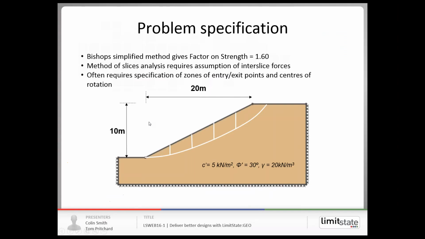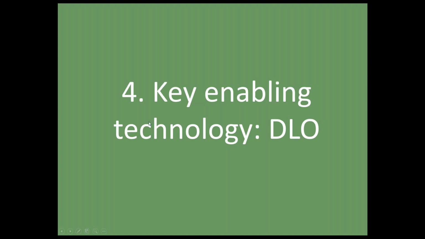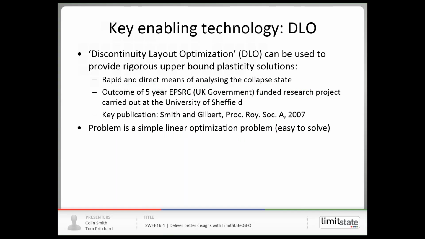So we're going to just jump back to the slides. Just very quickly explain how the software identifies those collapse mechanisms. It's using a technology called discontinuity layout optimization. This is a rigorous upper bound plasticity method published in the Proceedings of the Royal Society in 2007, and it's quite easy to explain. It's not a finite element method, it follows a very different approach.